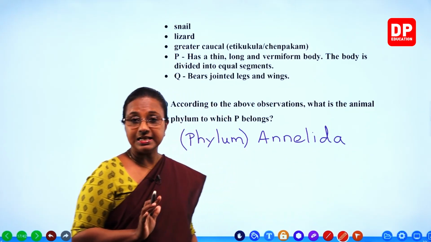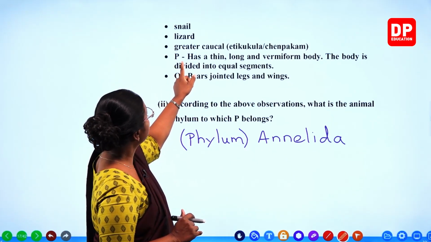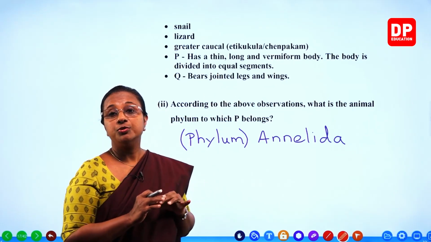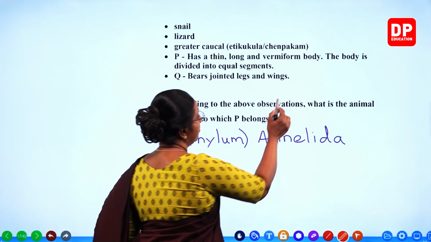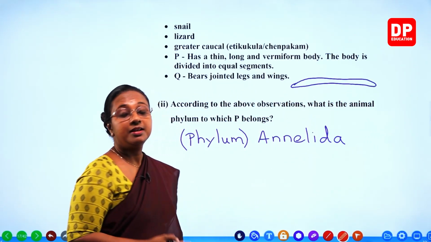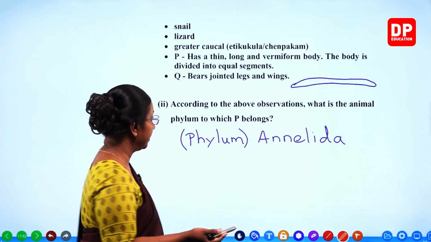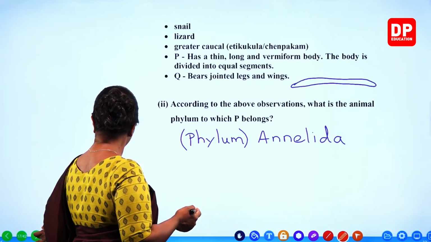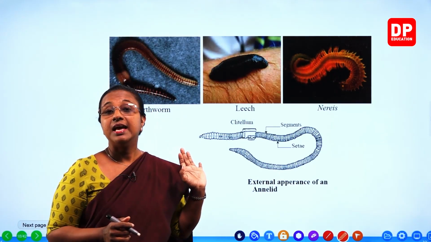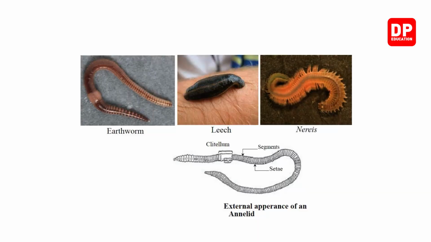Annelida. Is that clear? So here you can see it has a thin, long and vermiform body. You all know the meaning of vermiform body. Normally, if it is a long vermiform body, I have the diagrams in the next slide, so with that also I will explain it to you all. Then it becomes an annelid worm. Here I have put some examples. You can see the thin, long vermiform body with the segmentation. So that is an annelid worm.